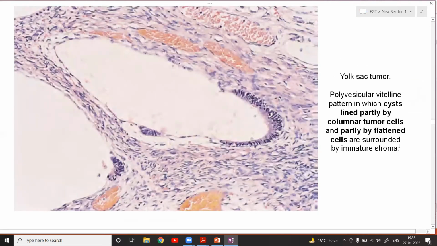Okay. Now, this is another pattern of the yolk sac tumor called the polyvesicular vitelline pattern. Now, when we look at this polyvesicular vitelline pattern, again, you will see that there are huge spaces, and they are lined by two different kinds of epithelium. Over here, you have a layer of columnar tumor cells, whereas over here, you have a layer of flattened cells. Okay, and these flat cells are surrounded by a stroma which is immature. So there is an immature stromal component also over here, which resembles the polyvesicular vitelline pattern.